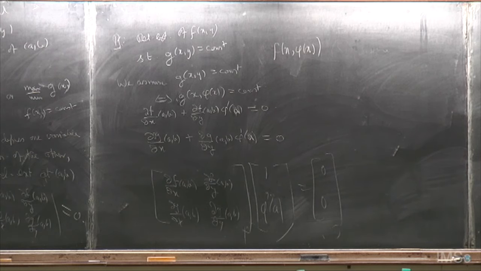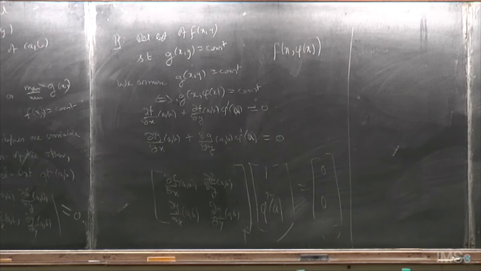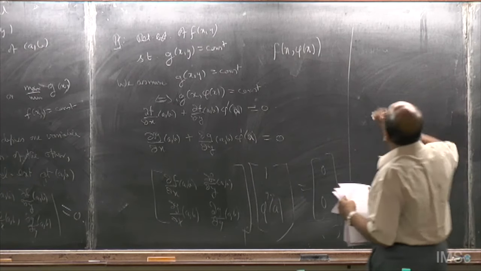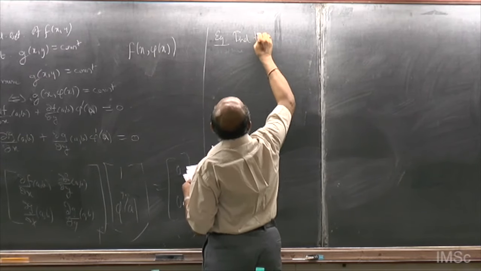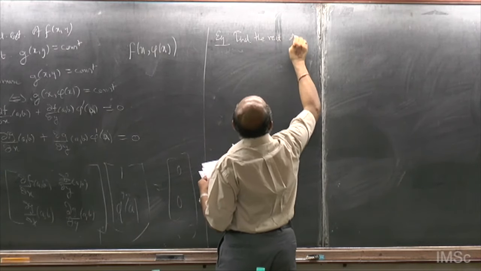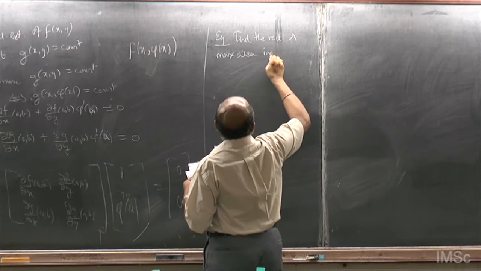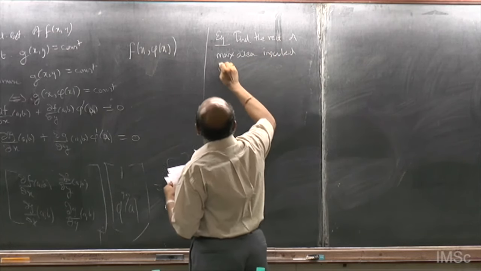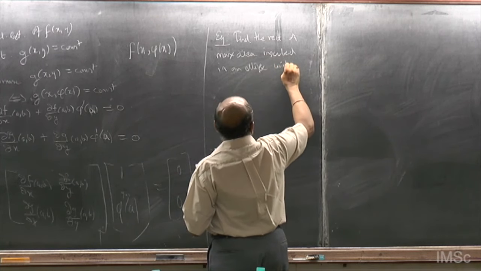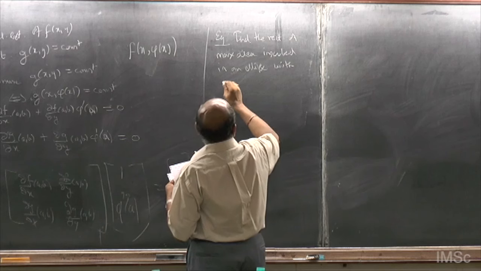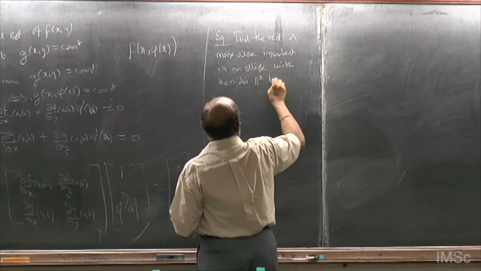So, I will illustrate it with an example. We will probably do some more in the afternoon, but let me give you an example. Find the rectangle of maximum area inscribed in an ellipse with the sides parallel to the axes.